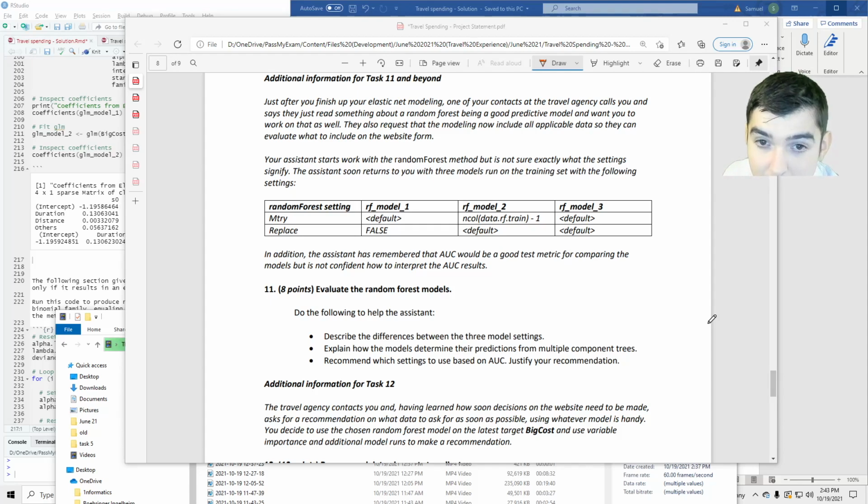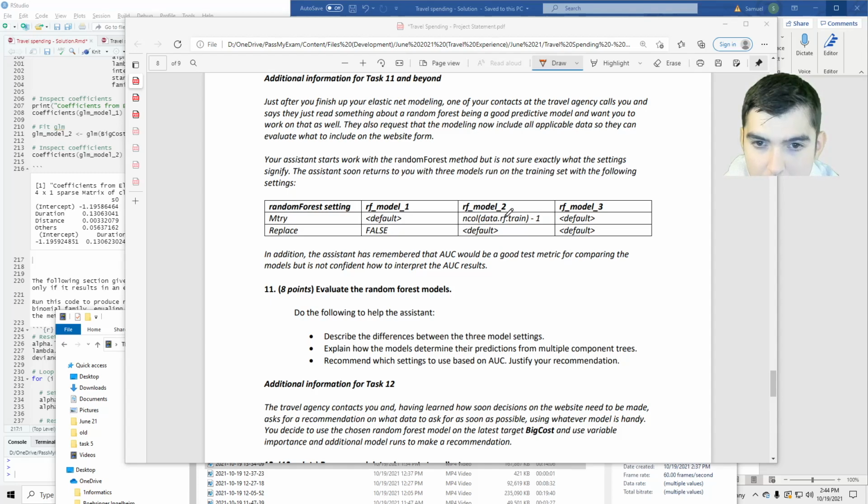The assistant starts with the random forest method, but is not exactly sure what the settings signify. The assistant soon returns to you with 3 models run on the training set with the following settings. Random forest, setting, and then there's model 1, model 2, model 3, and there's mtry and replace. And then this is either default or in the end call data train -1 or default.